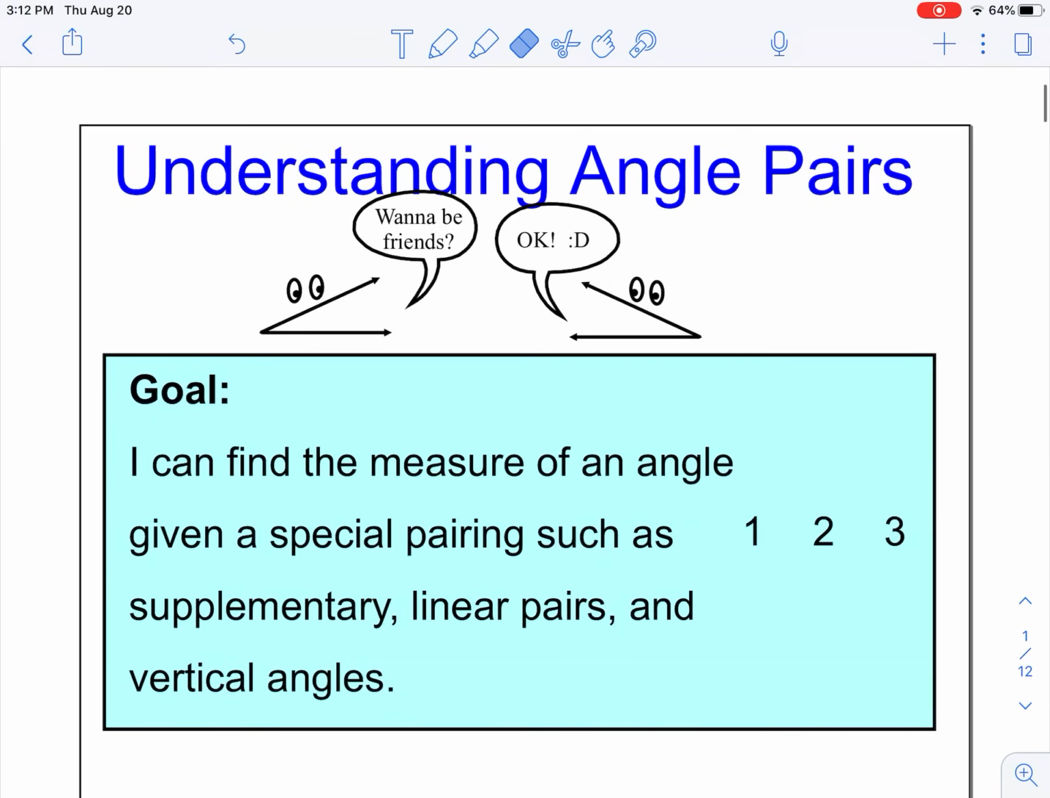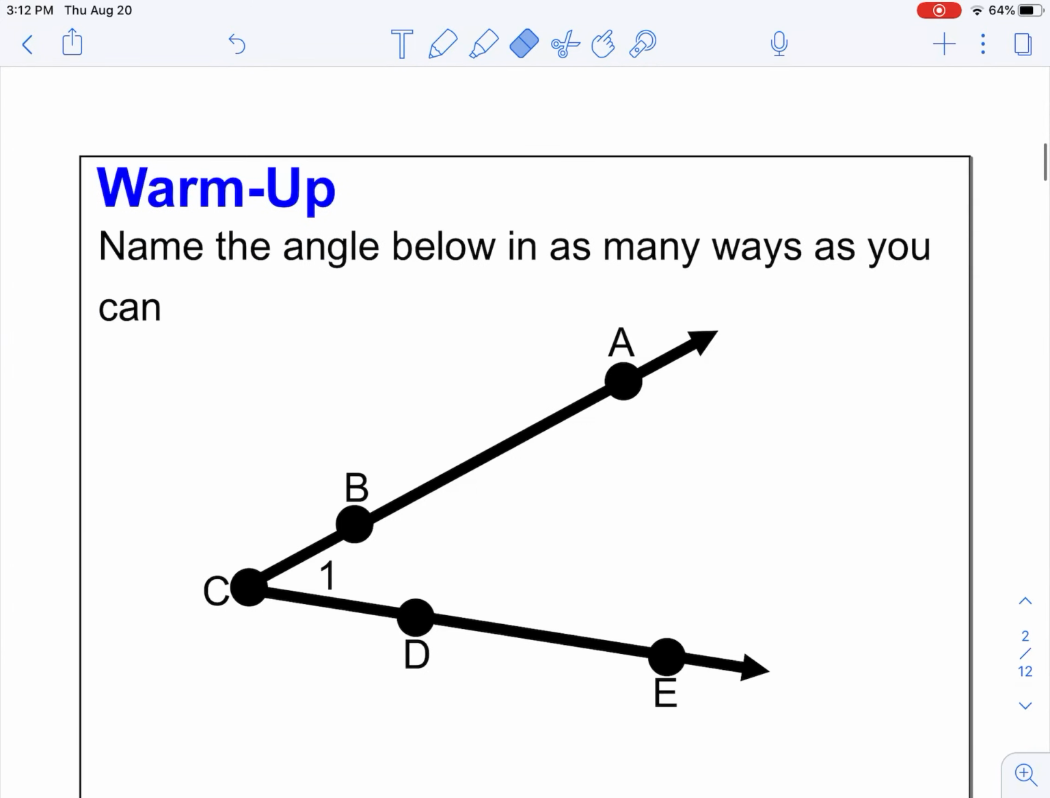Okay, so today's notes are on angle pairs. Our goal for today is I can find the measure of, and then there's a bunch of angle pairings. So do you know what supplementary angles are? Do you know what linear pairs are? Do you know what vertical angles are? Those are special types of angle pairs.